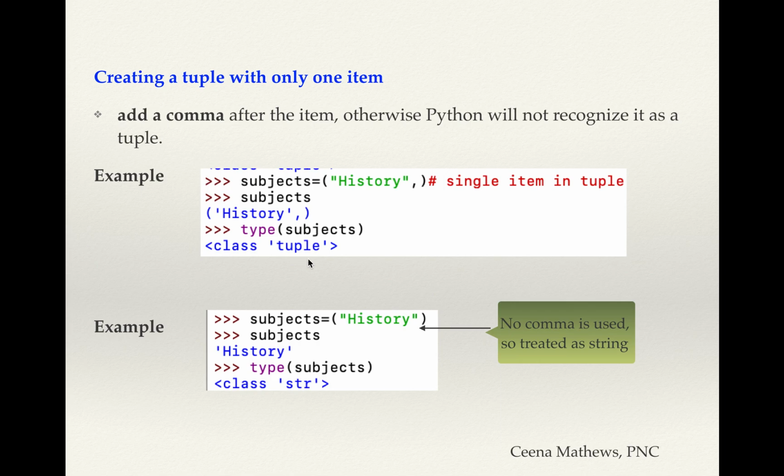Whereas if no comma is used, it is treated as a string. As you can see, when I give subjects, it gives the output as history without any round brackets and comma. And when I give type of subjects, it displays the type of the object as string. These are the other ways of creating tuples.